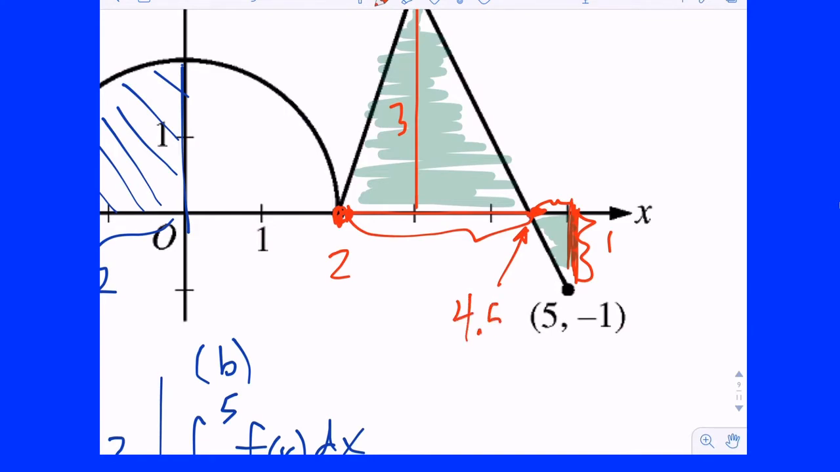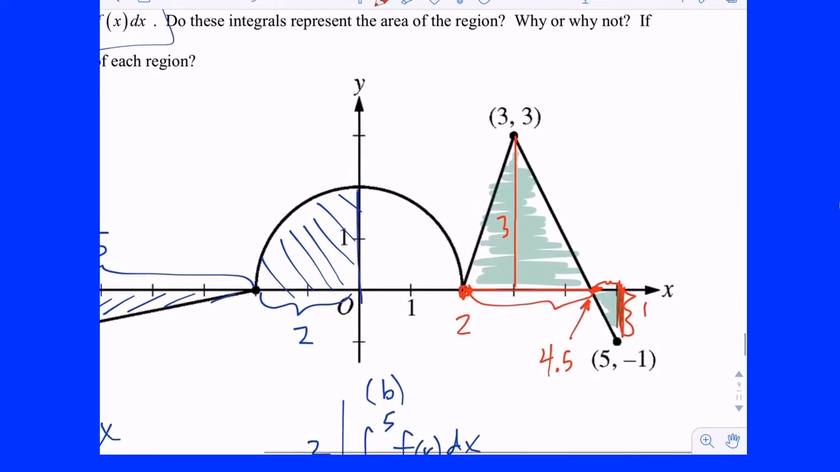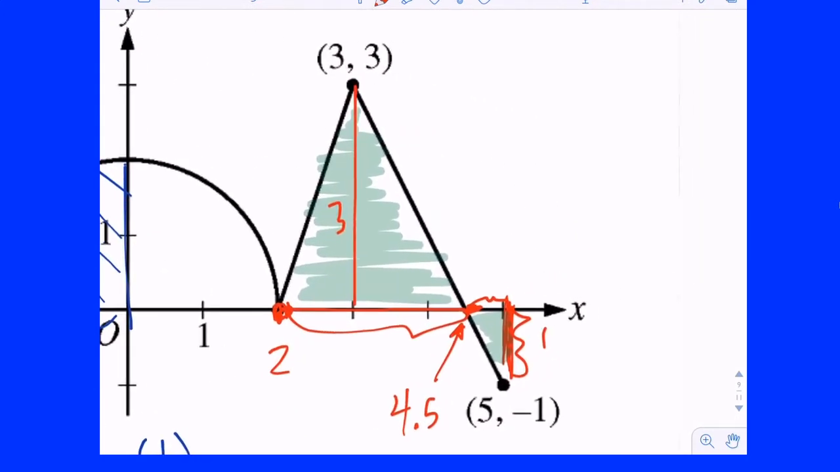It was last year. No, we don't want to assume it's 4.5, because what if it's 4.6? Then we're wrong, right? So let's quickly determine what the X-intercept is.